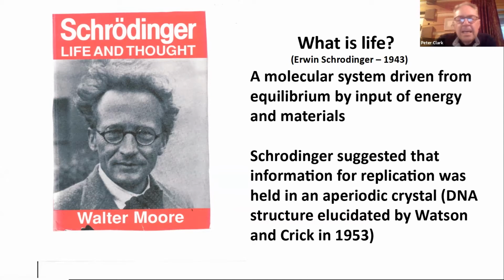And in part, Schrödinger's assessment of life being a system driven from equilibrium by energy and materials was based on the fact that a chromosome contains probably no more than 1 million atoms. And this doesn't fall within the domain of really equilibrium thermodynamics. And he therefore suggested that the system had to be far from equilibrium in order for life to sustain itself. Next slide, please.